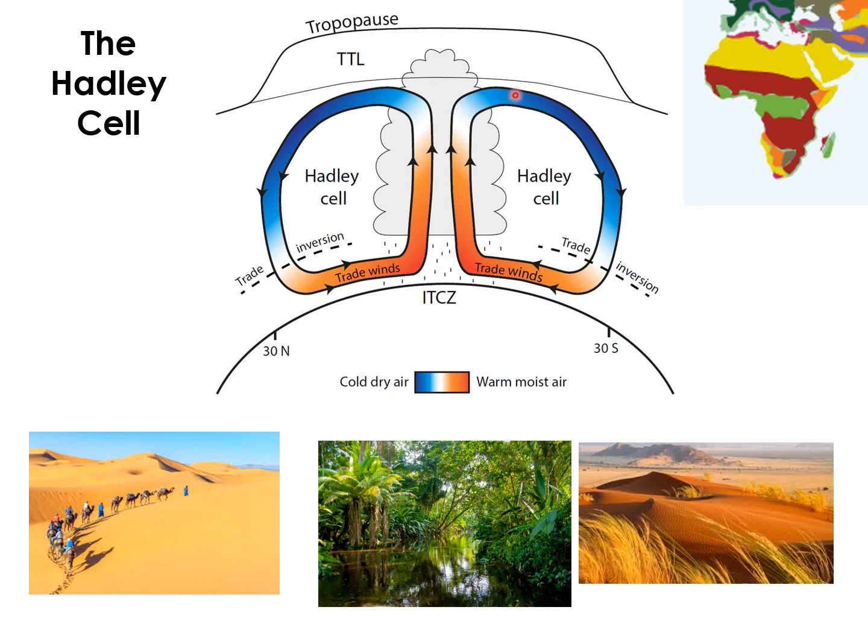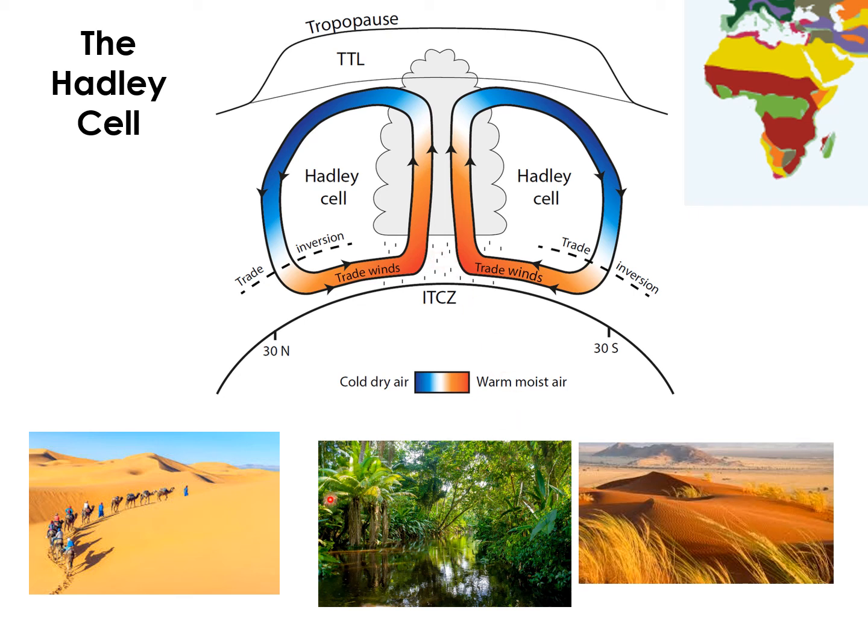This air then begins to fall about 30 degrees south and 30 degrees north of the equator. And because no condensation is happening, these areas are really dry, giving us our deserts. The air is then drawn back into the equator where it's reheated.